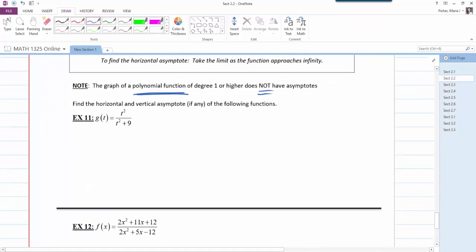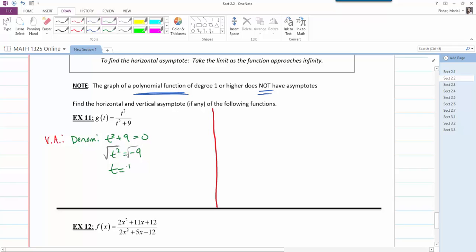The first thing I'm going to do is vertical asymptotes. So that's like the beginning of this section. So recall, with vertical asymptotes, what do we do? We try to factor and reduce. Well, I can't factor my numerator and I can't factor my denominator. So what I need to do then is set the denominator, in this case t squared plus 9, equal to 0, and solve for t. So subtract 9 from both sides. I get t squared is equal to negative 9. Take the square root of both sides to solve for t, and I end up with t equals plus or minus the square root of negative 9, which is 3i. This is an imaginary number.